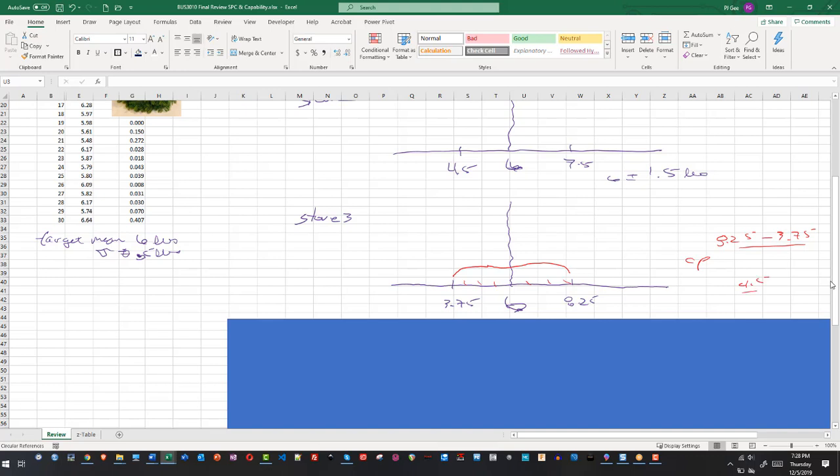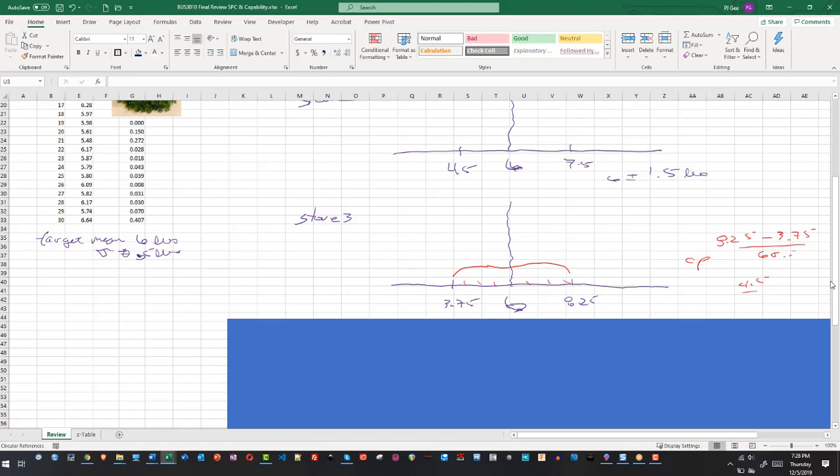And we're going to compare it to how wide our operation or our process is, 3 sigma. We're going to look at the distance from way up here, the highest point of plus 3 sigma, down to the lowest, minus 3 sigma. So we're just looking at 6 sigma. We're going to compare that.